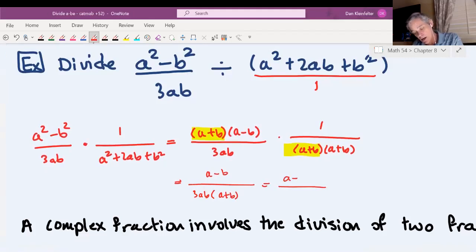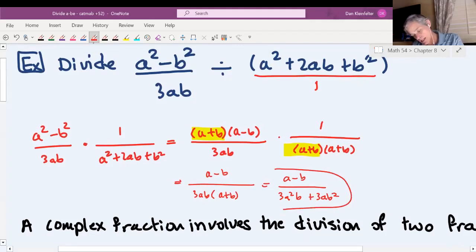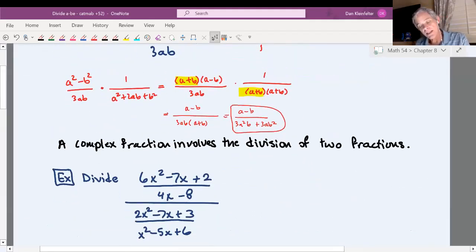We'll go ahead and multiply out that denominator, 3a squared b plus 3ab squared. Okay, and that's it. Last example, this one involves complex fractions.